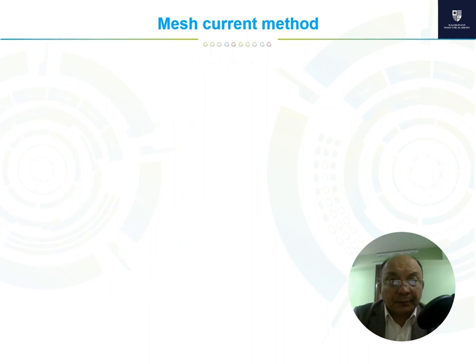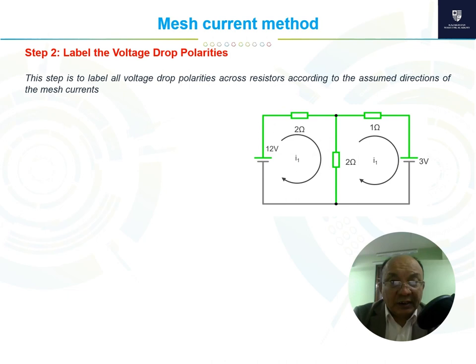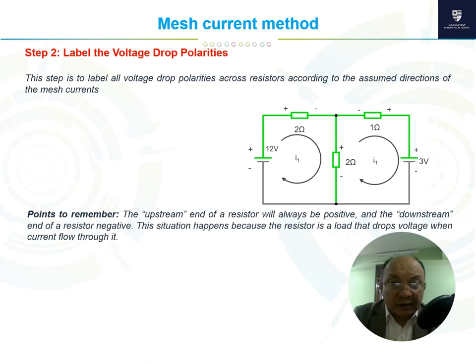So next, step 2: label the voltage drop polarity. This step is to label all voltage drop polarities across resistors according to the assumed direction of the mesh current. So we take again our diagram with the loops, and we can make polarity marks for all circuit elements. Points to remember: the upstream end of a resistor will always be positive, and the downstream end of a resistor will be negative. This happens because the resistor is a load that drops voltage when current flows through it. Remember Kirchhoff's voltage law: a source is always a rise, and a resistor is always a drop across the load.